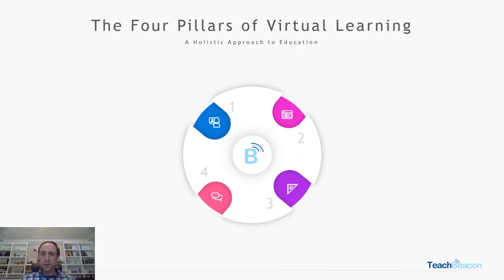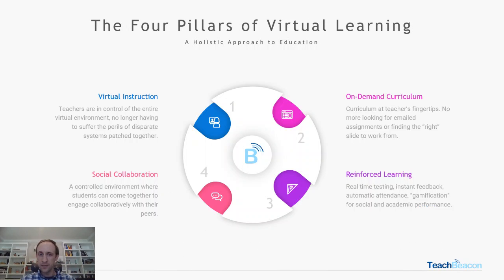So the 4 pillars of virtual learning, from our perspective, that we built into this platform are 1, the virtual instruction, so that's the virtual classroom. 2, the on-demand curriculum, so being able to have a full LMS with all the curriculum that you need stored there and ready to deploy when you need it. Also the ability to create additional curriculum with drag and drop tools that makes it very easy to do that. And then you can mix on-demand with virtual instructions so that there's no gap there.